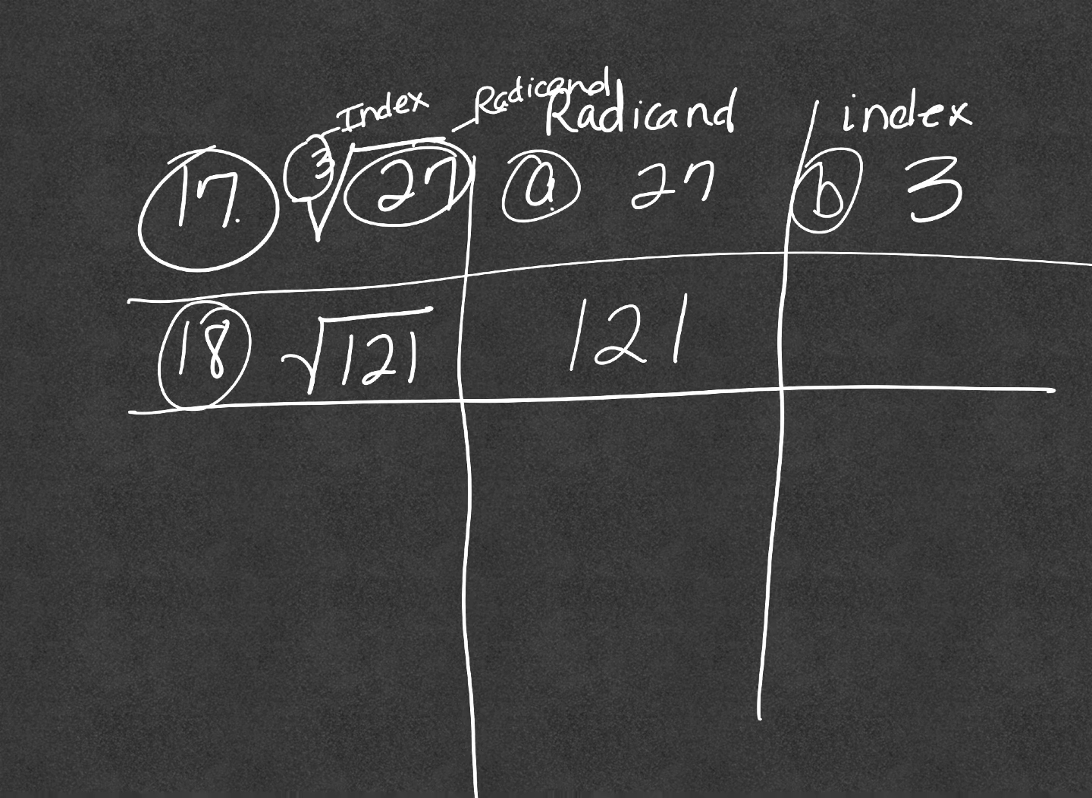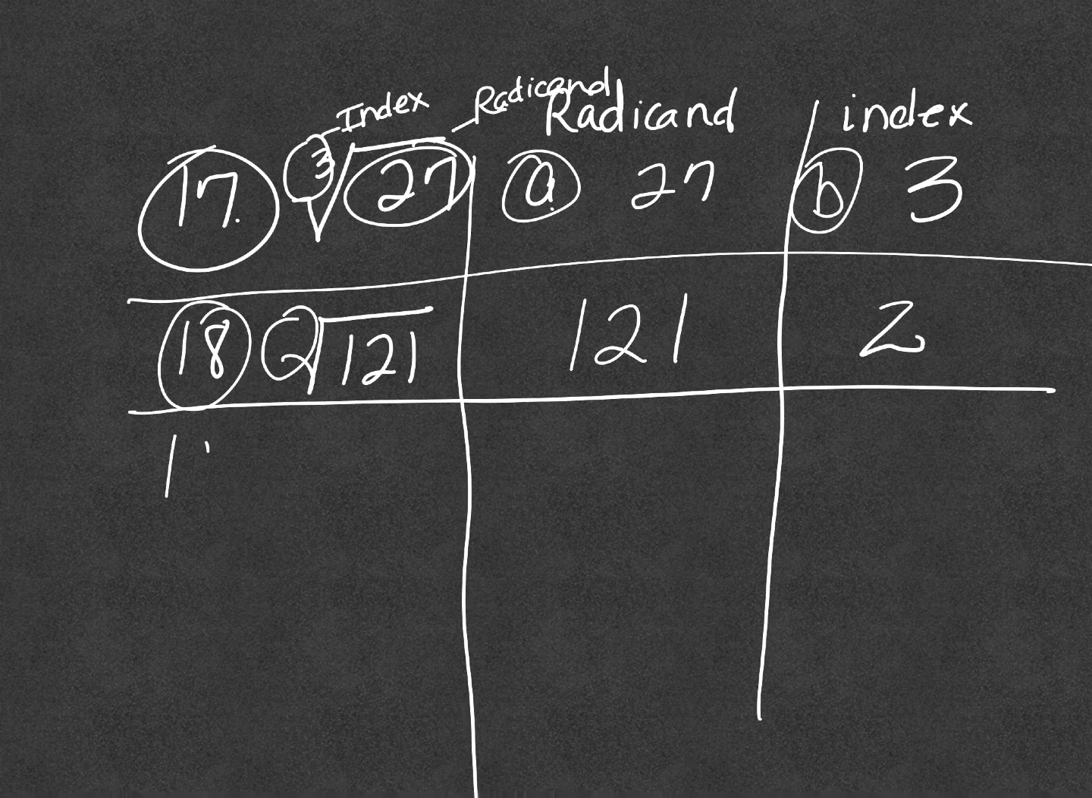2. Because 11 times 11 is 121, but that would be the answer; you're not looking for the square root's answer here. The index is the number that would be out here, and you don't actually put one there when you're doing a square root. Okay?